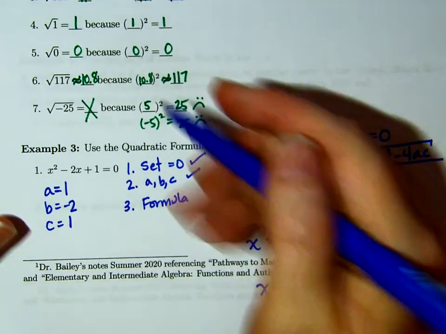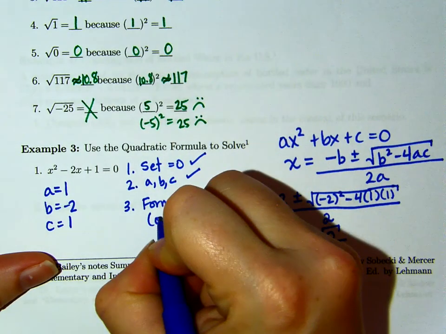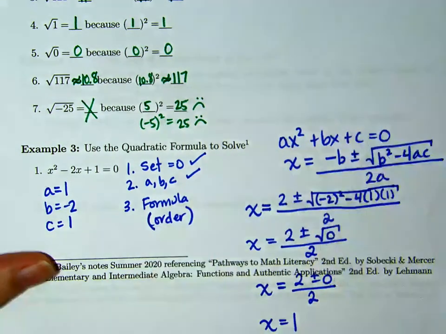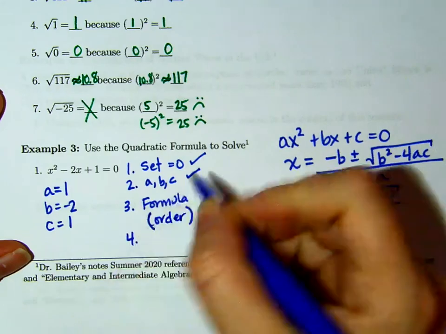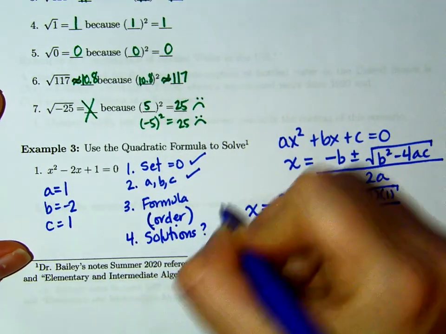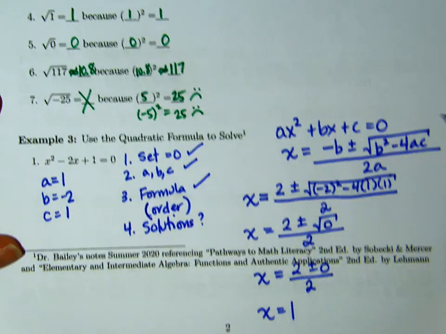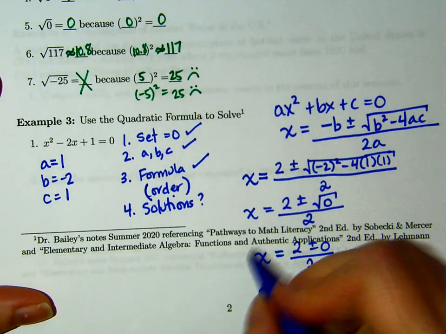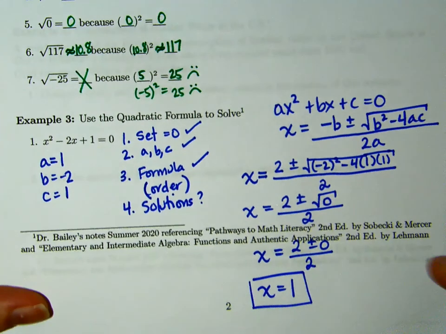Yay! Okay, so here's step 3. Remember the order. And for solutions. Okay, so we write down our solution. The solution to this is x equals 1.